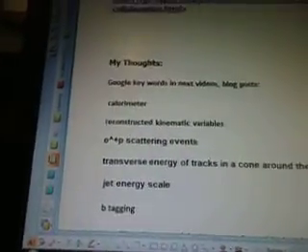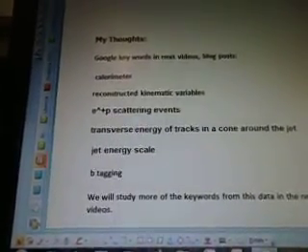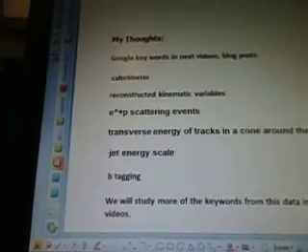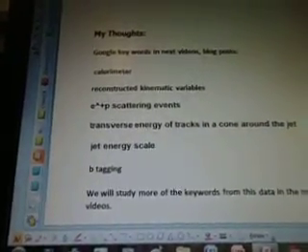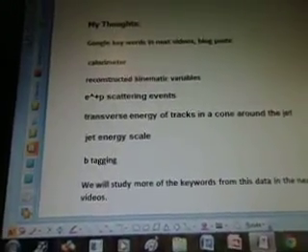My thoughts. Google keywords in the next video's blog posts. So these are in the next videos, these are the words I'm going to look at. Calorimeter, reconstructed kinematic variables, EP scattering events, transverse energy of tracks in a cone around the jet, jet energy scale, B tagging, and I'm going to study more of the keywords from this data in the next 2 videos. Actually, there's more than 2. 1, 2, 3. There's 1, 2, 3, 4, 5 more videos. I better change that to 5, right? I only had 2 more when I did it, but then, of course, there was more, right? There's always more. It never stops.